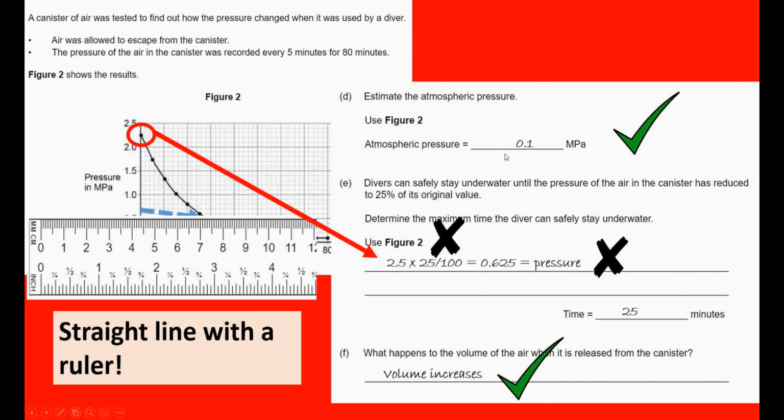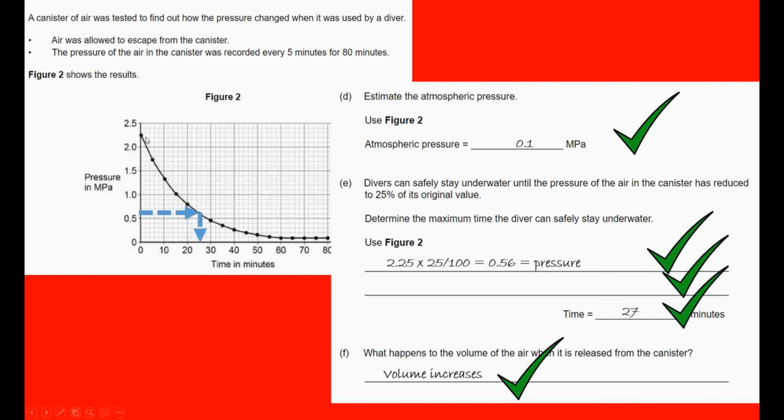Okay. Now in this question, there's two mistakes. One, we haven't used a horizontal line. We haven't used a ruler on our graph. And two, we've been too quick in trying to get that first value. It's not 2.5, it doesn't start at the very top. It starts halfway between. So our true value is not 2.5 but 2.25.